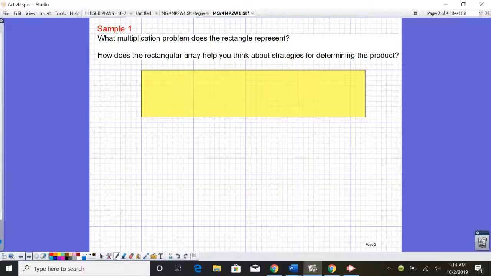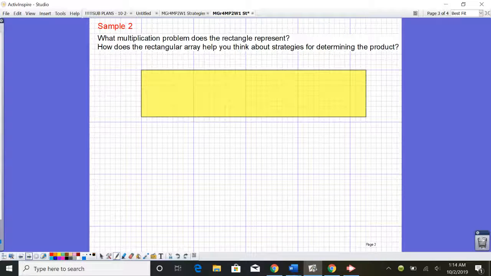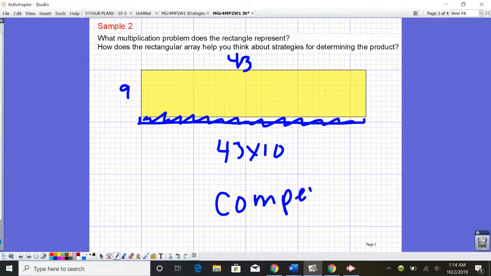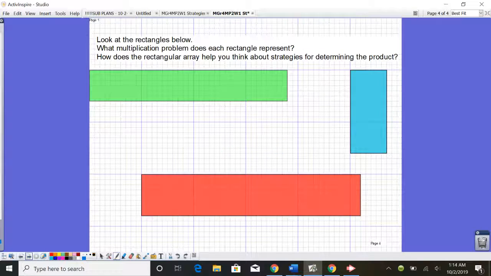Somebody else did the exact same thing, and their answers are gone. But one of the things another person did was notice that this is one row away from being 43 times 10. So there's 43 across and 9 down. They said there's one more row for 10. So what they did was 43 times 10, and then they subtracted this one row of 43. But we'll talk about that. That's the compensation strategy that I keep telling you about. We will come back to that. So for today, what I want to focus on is partial products.